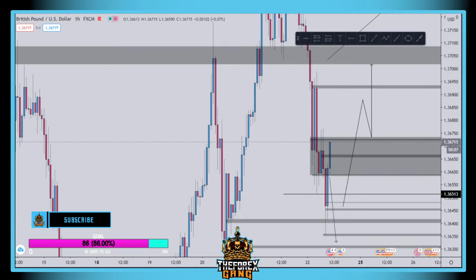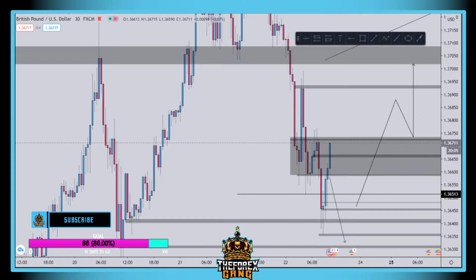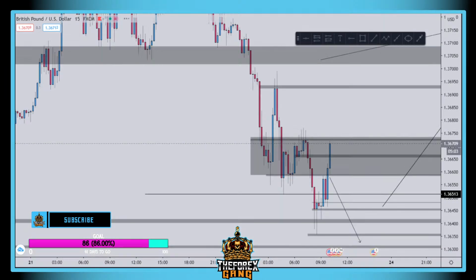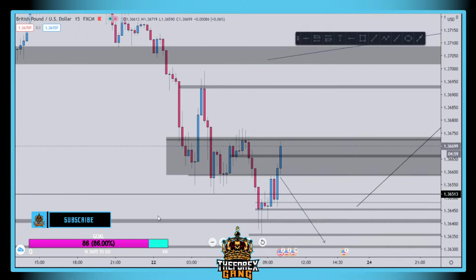Yeah, but at the same time, you see this range was respected several times, and this particular candle came and broke in the range, came back in the range, right? And the next one was breaking it, so we just want a candle to close above this line.